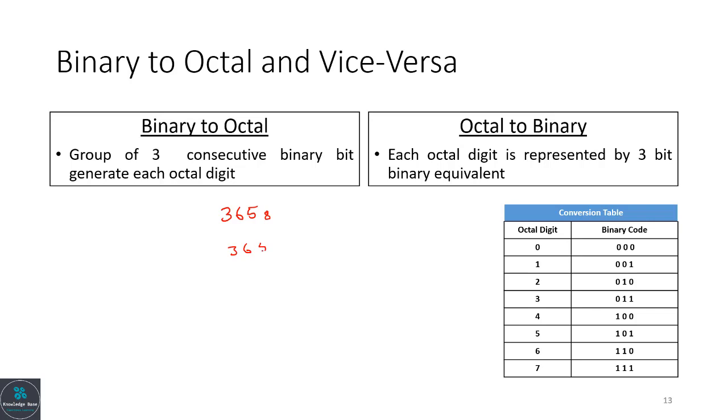So in 365, each and every octal digit will be represented by its 3-bit binary equivalent. So 5 will be 101, 6 will be 110, and 3 will be 011. So finally we will get 011 110 101 in binary. Is this clear? So this is a very simple method. Using this conversion table you can convert any binary to octal and octal to binary number.